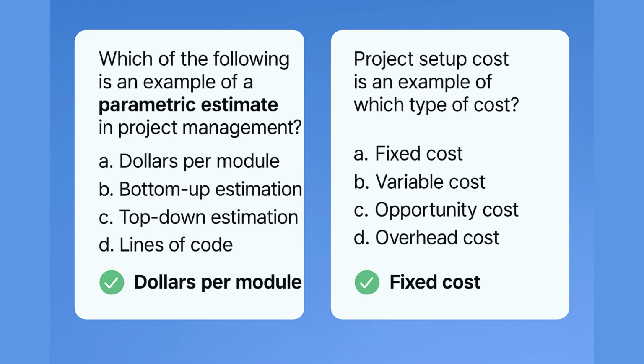Other choices given, like variable cost, this changes with output, like raw materials or hourly labor. The more you do, the more you pay. Setup costs don't behave that way.